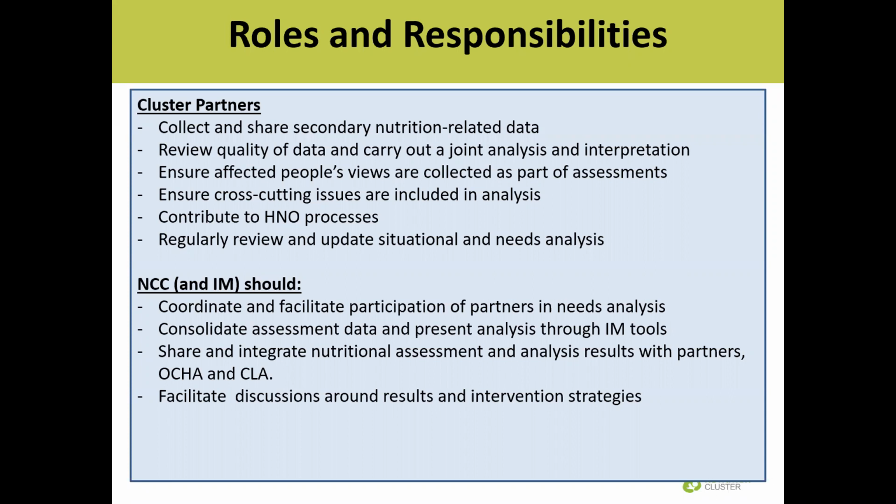And of course, the role of the nutrition cluster coordination team is to ensure that that participation happens and to facilitate the discussion, and make sure that whatever has been discussed and analyzed, or any product which everyone has contributed to, is produced. So IM products, the publication of the HNO guidance and so on.